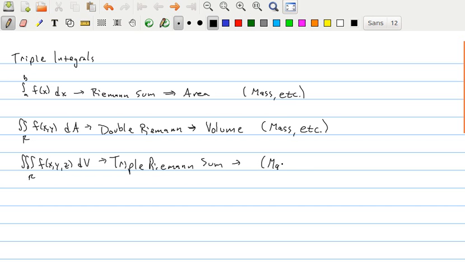We can still interpret this as a mass or other applications like moments and so on. But we don't really have a good idea of what this four-dimensional volume is. We can't really visualize that. So we can't think of this in terms of area under a curve or volume beneath a surface anymore.